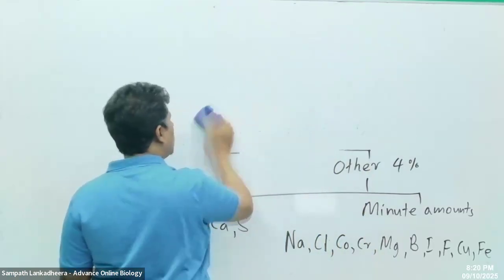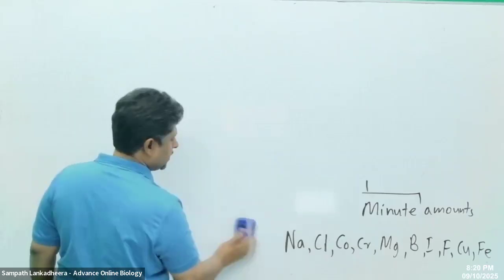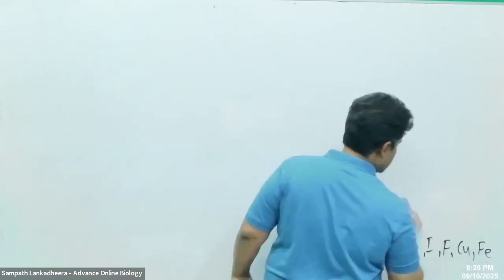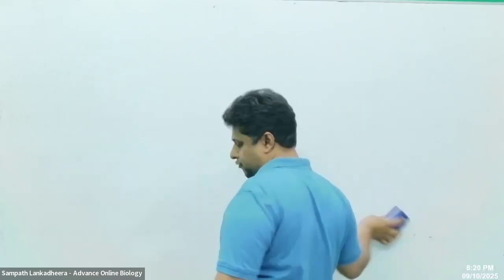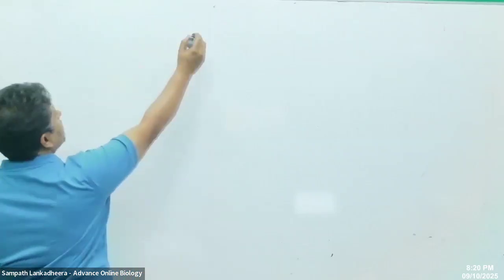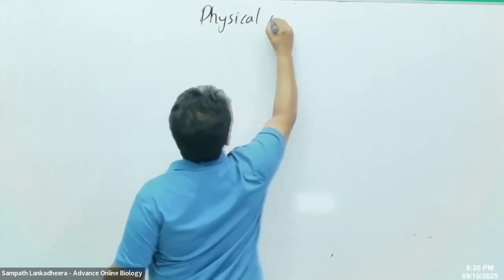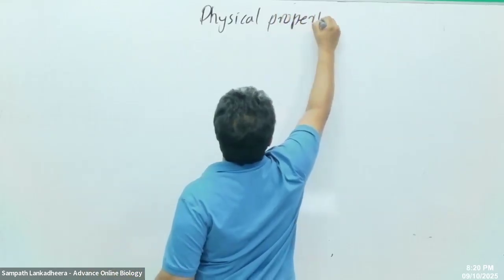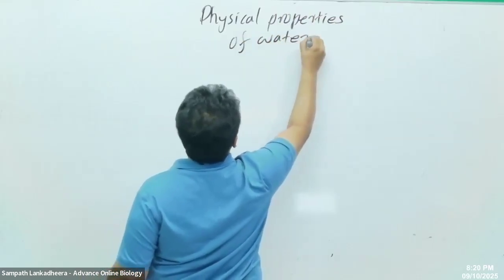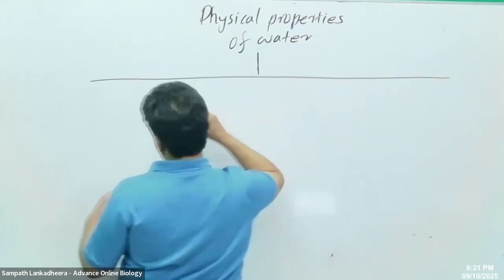Now we can see that water hydrolyzes, releasing OH and H plus ions. That's a chemical property. It's not physical. Then we learned four physical properties of water. What we discussed, first one, cohesive behavior.